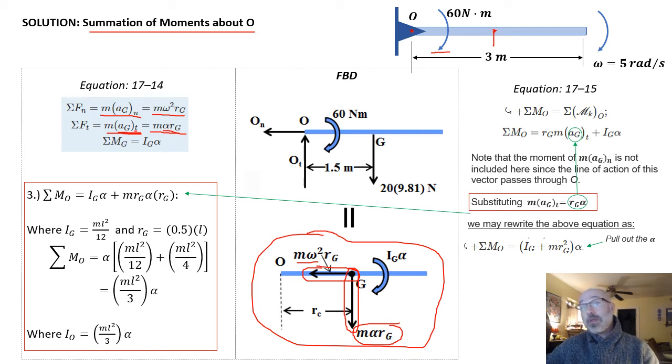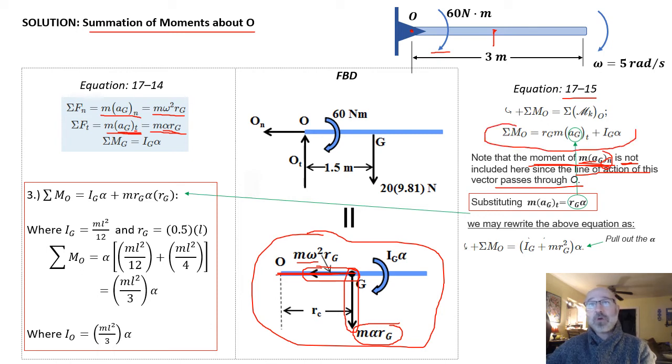Now, the thing that we want to note here, if we reference back to this general form on equation 7.15 in our textbook, is that the moment of a sub g in our normal direction is not going to be included. This is because the line of action of this vector passes through O. So we can see the line of action of this vector is going to pass through O, so we're not going to deal with our m a sub g in the normal direction.